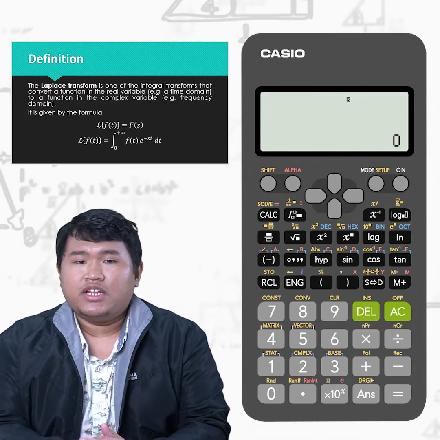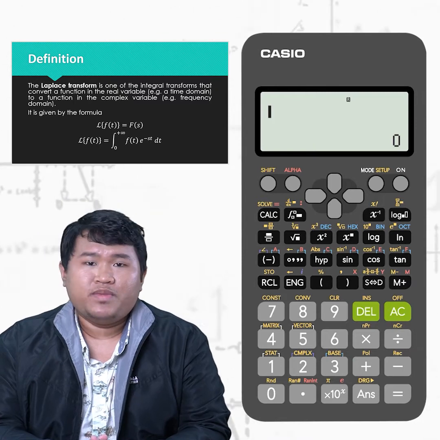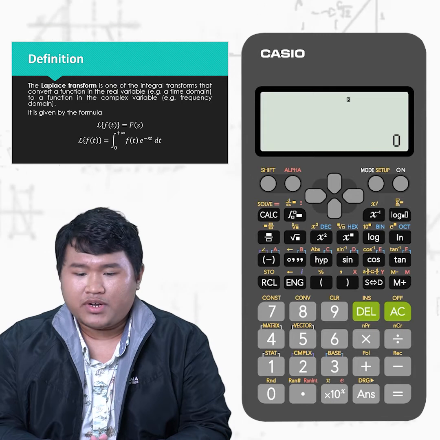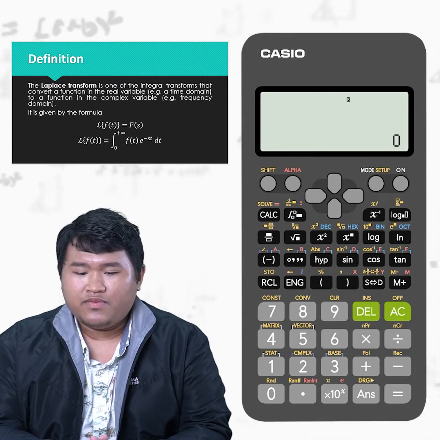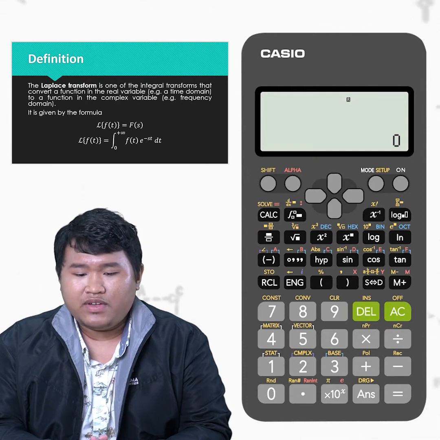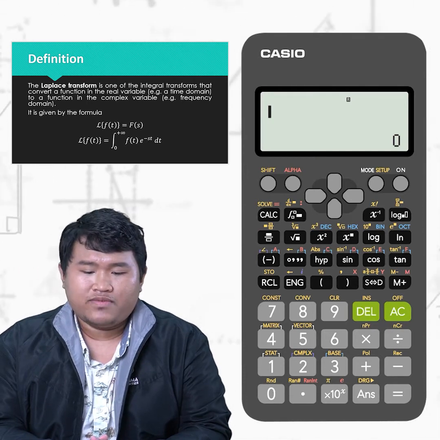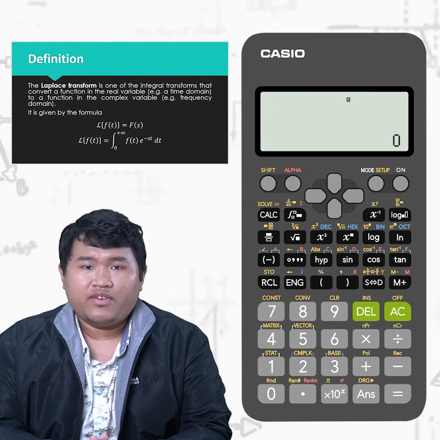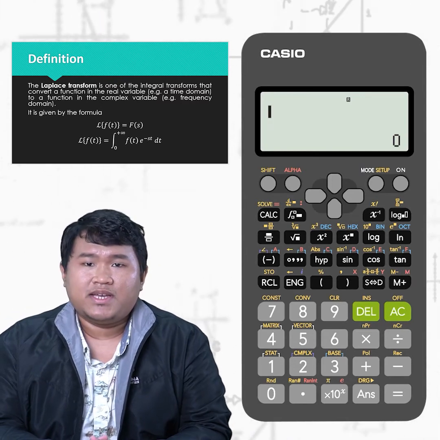By definition, the Laplace transform is one of the integral transforms that convert a function in a real variable, for example, a time domain, into a function in a complex variable, for example, a frequency domain. It is given by the formula: the Laplace of the function of t is equal to the integral from 0 to positive infinity of f of t times e raised to negative st dt.